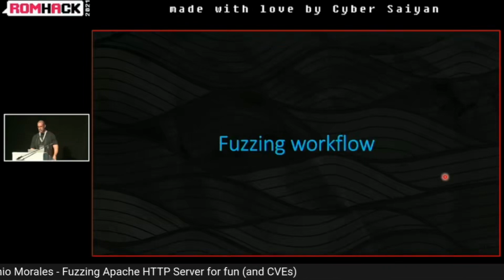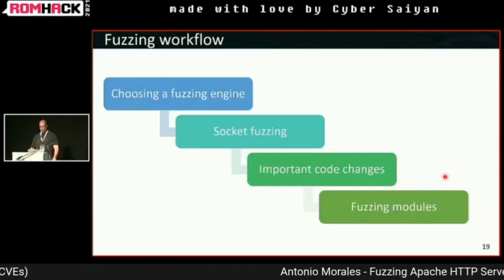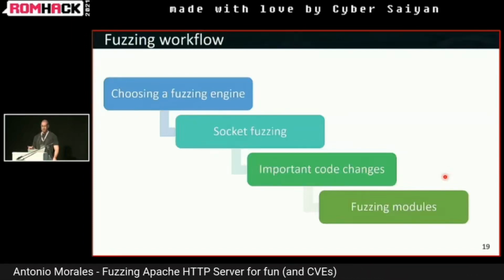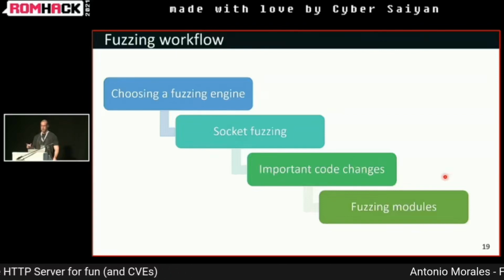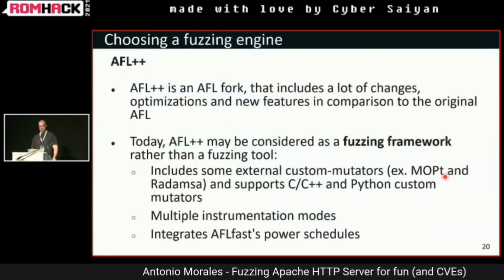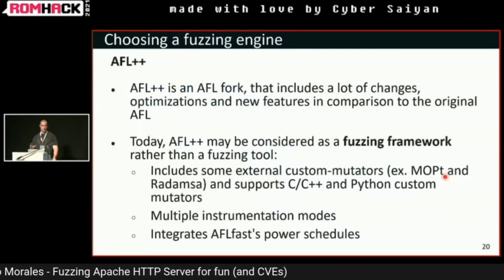Well, now I'm going to explain some of the most relevant aspects of my fuzzing workflow. I have divided my fuzzing workflow in four different parts: choosing a fuzzing engine, socket fuzzing, important code changes, and fuzzing modules. Well, choosing a fuzzing engine. When it comes to the fuzzing engine, I don't have any doubt. AFL is my choice by default.